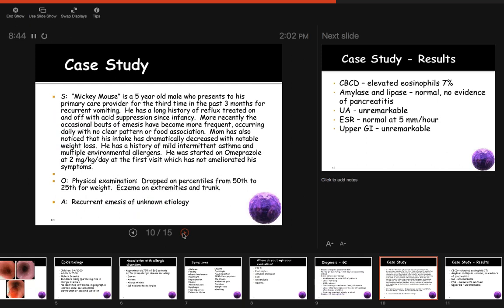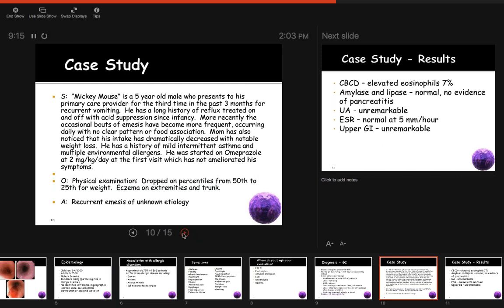So let's go through a quick case study. Here we have Mickey Mouse, who is a 5-year-old male who presents to his primary care provider for the third time in the past 3 months for recurrent vomiting. He has a history of reflux, treated on and off with acid suppression since infancy, but more recently he has had occasional bouts of emesis that have become more frequent, occurring daily with no clear pattern or food association. Mom has also noticed that his intake has dramatically decreased with notable weight loss.